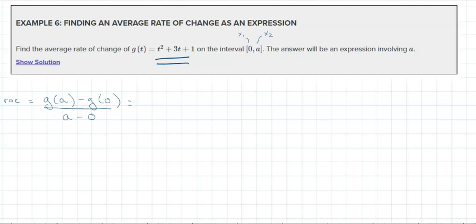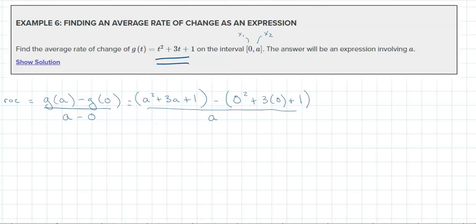Pretty straightforward. So we get a squared plus 3a plus 1. I'm going to put it in parentheses because it makes it more clear that that was g of a. Now we have g of 0, and it's subtracted, so be careful. You're going to put 0 in every single time you see a t. So 0 squared plus 3 times 0 plus 1. The only thing that's going to be left there is the 1. Everything else is going to go away. All right, over a minus 0 is just a.